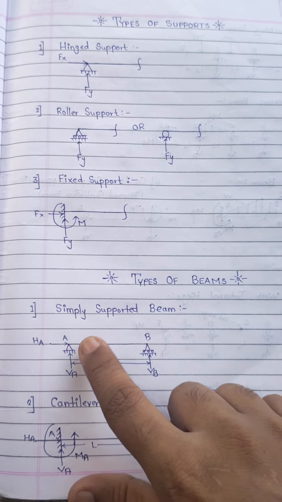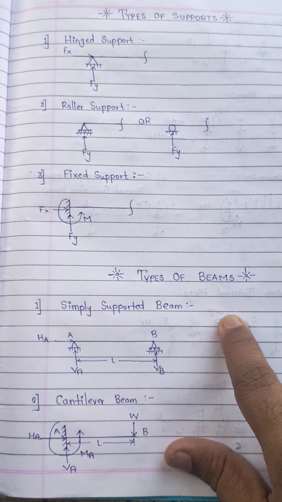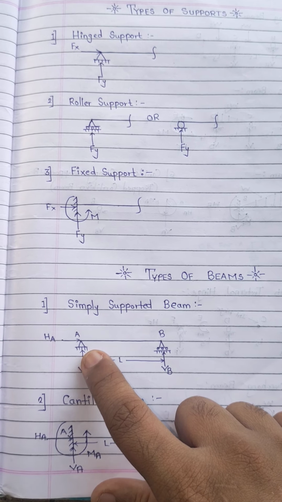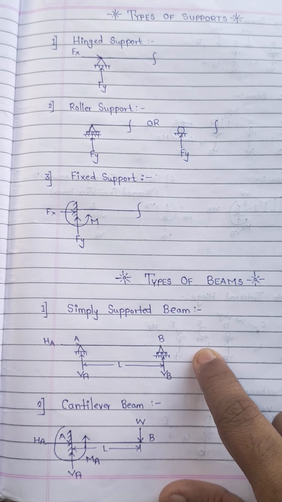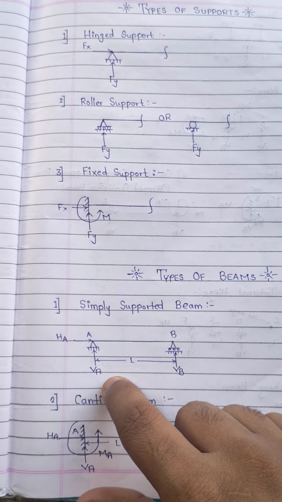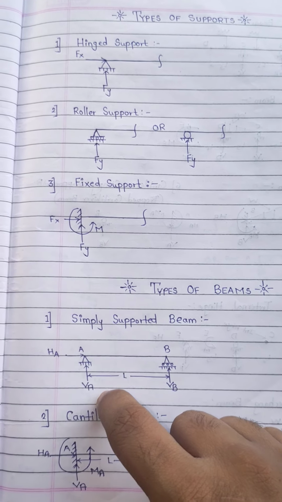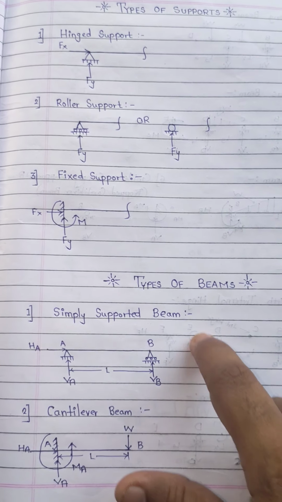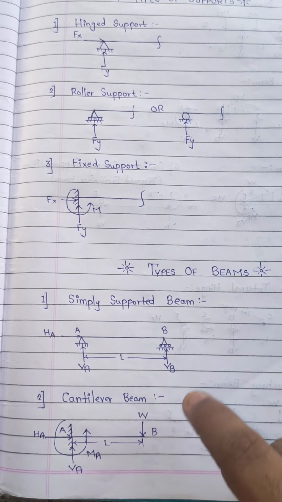Now the next thing we have to study is types of beams. The first type of beam is the simply supported beam. Simply supported means one support is hinged and the other is roller. So here there will be three unknowns, two for the hinge, that is vertical and horizontal, and one for the roller, that is only vertical.